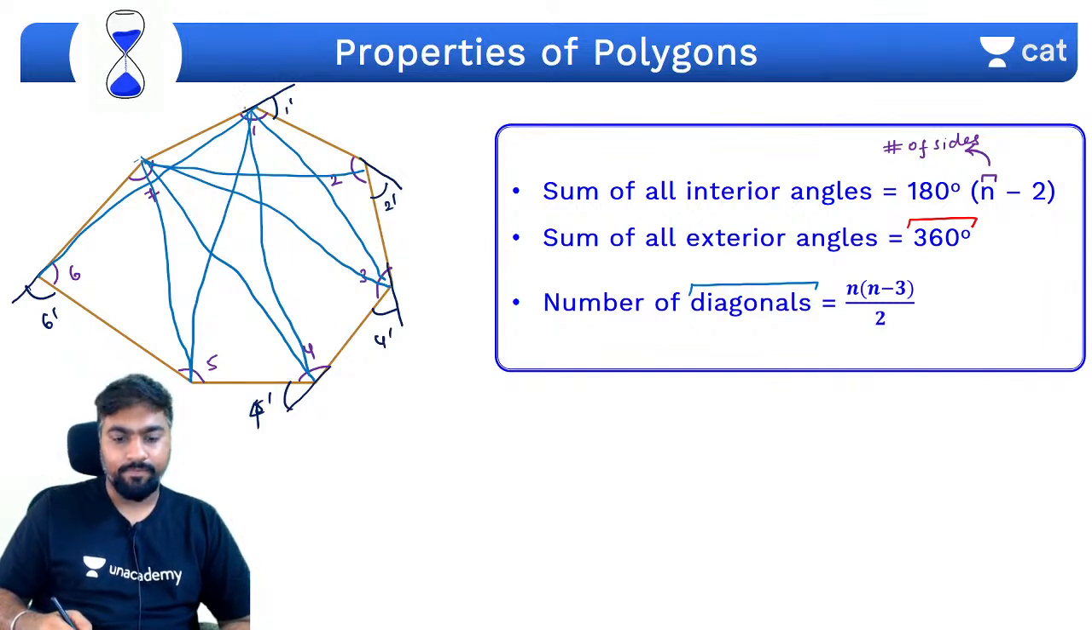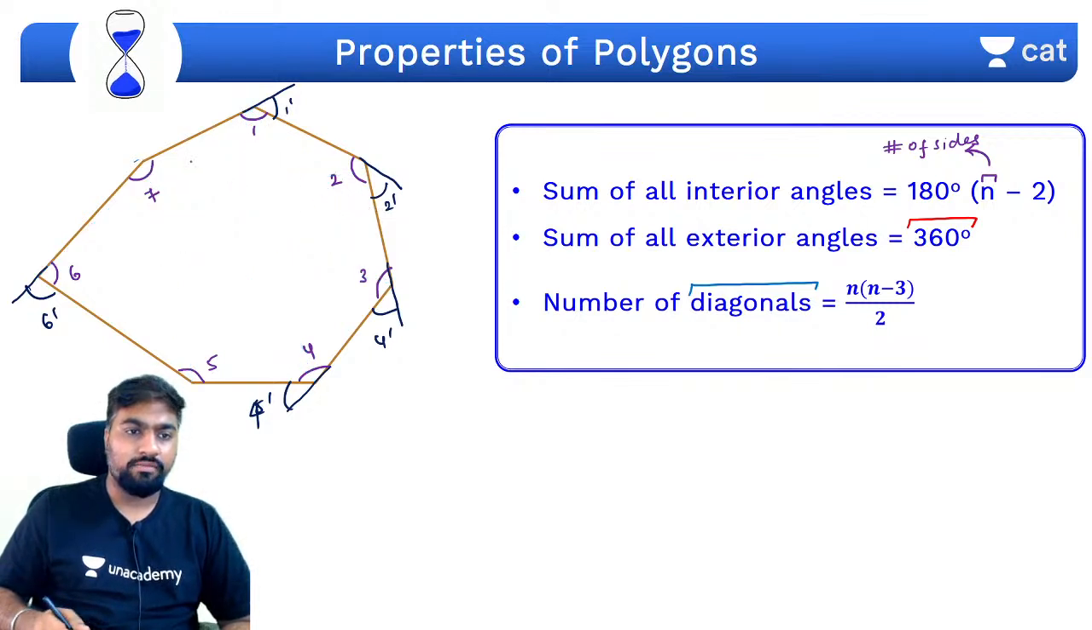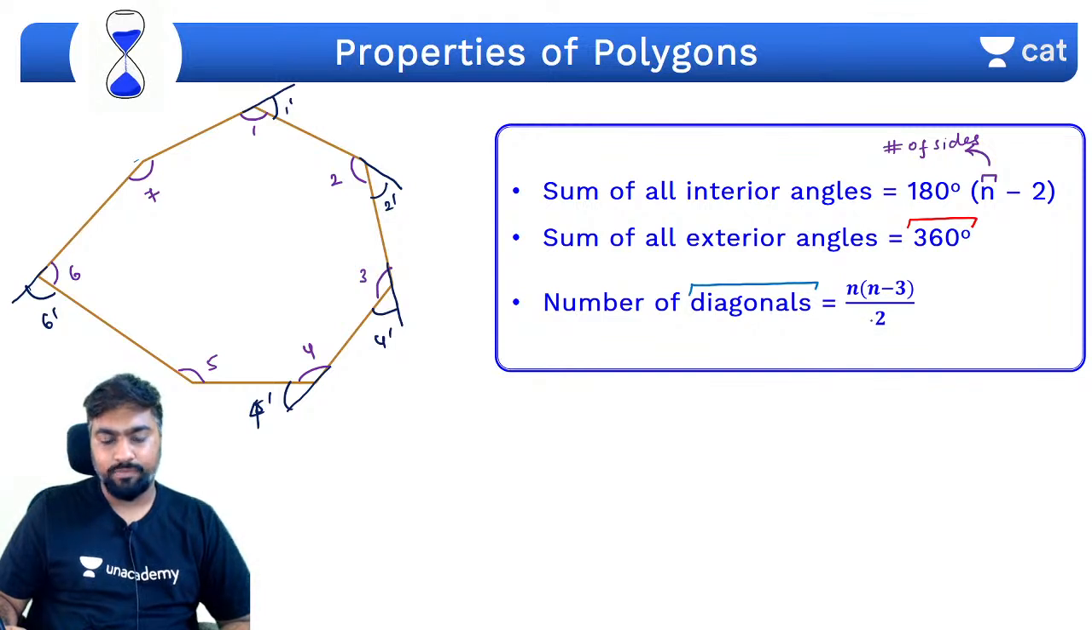This is a side. So to get the number of diagonals in any given polygon, you can use n into n minus 3 by 2. Yes, n into n minus 3 by 2, where n is the number of sides. So here how many would we have? We would have 7 into 7 minus 3 by 2. We will have 14 diagonals.